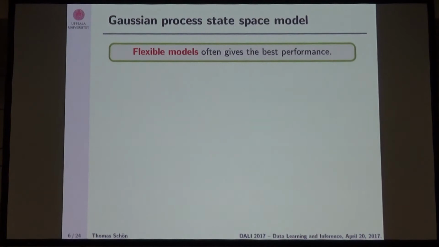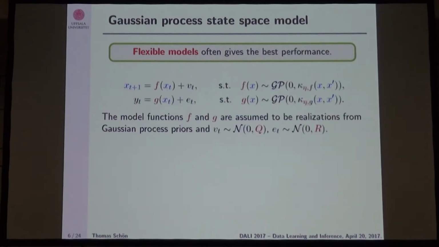Why is this interesting? I think one of the key lessons we've learned in machine learning over the last couple of years is that these flexible models do give the best performance. There are a few different ways. Deep learning is highly popular, so I'm not going to do that today. I'm going to do Bayesian non-parametrics instead, via the GP.